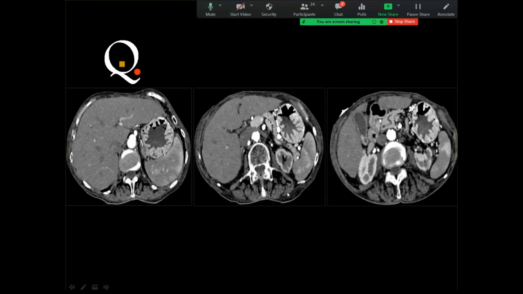Then the next case is for a patient with CT of the abdomen after contrast enhancement obtained in the arterial phase. And you see here an abnormality.